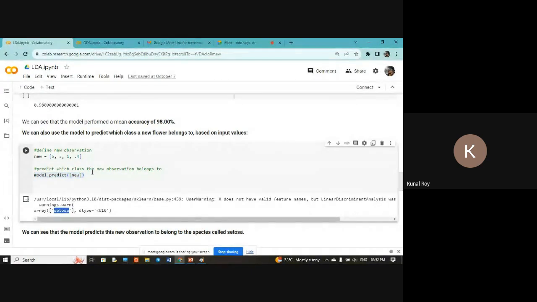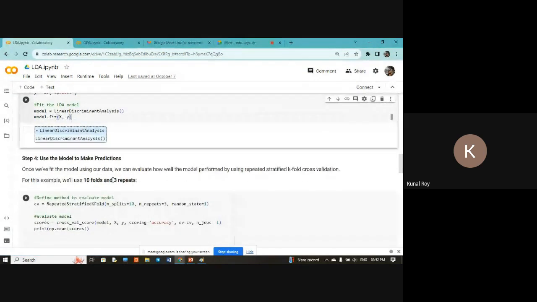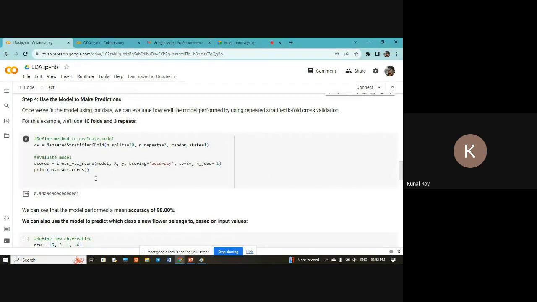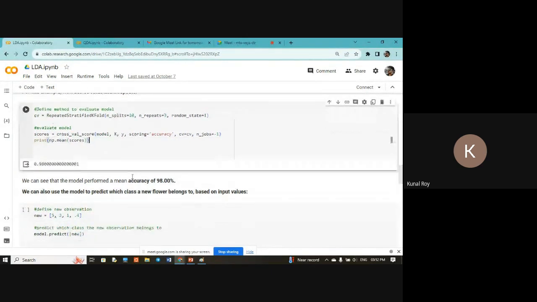So this is what linear discriminant analysis is used for. First, we give the data, then we apply a cross validation technique. After applying the cross validation technique, we find the accuracy.